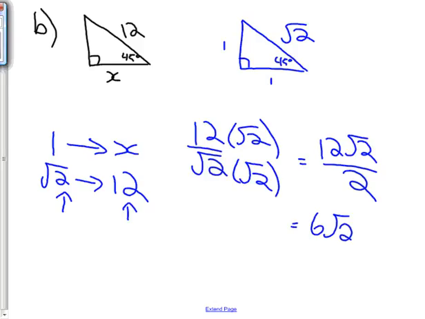So how do we find x? We multiply our original triangle. We multiply 1 by 6 root 2 to get x. So x equals 6 root 2. Are there any questions on what we did there?